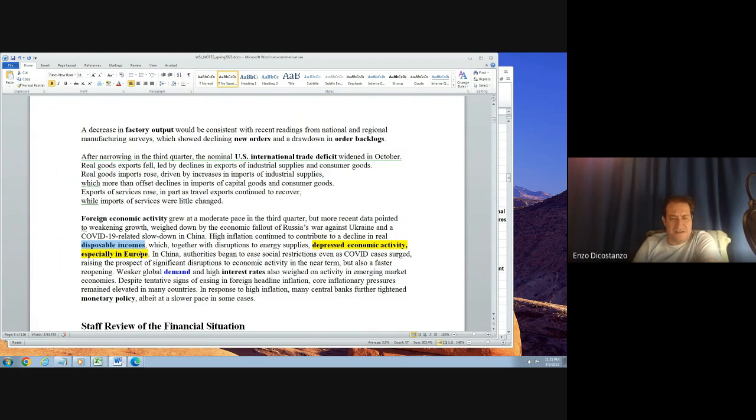Despite tentative signs of easing in foreign headline inflation, core inflationary pressures remained elevated in many countries. In response to high inflation, many central banks further tightened monetary policy, albeit at a slow pace. So in other words, a lot of central banks are increasing interest rates. A lot of central banks are pulling capital out of the banks, or selling treasuries, in other words, and taking the capital away from the commercial banks to lend out, basically.